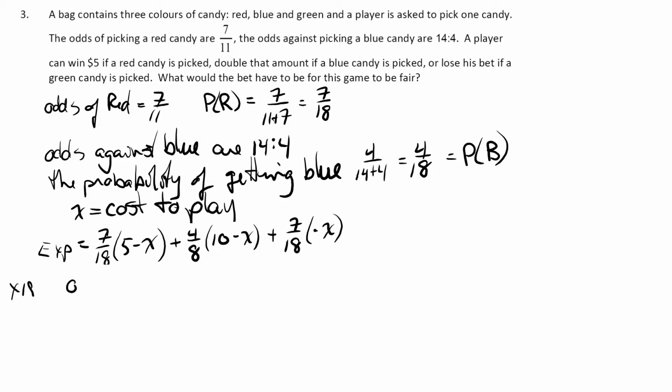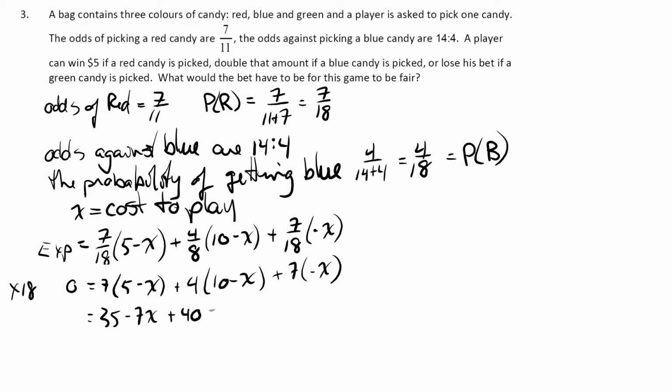We're going to multiply by 18 to get rid of the fractions. So we end up with 7 times 5 minus x, plus 4 times 10 minus x, plus 7 times minus x, which we can then multiply out to get 35 minus 7x plus 40 minus 4x minus 7x. We can then collect the like terms. We end up with 75 minus 18x.